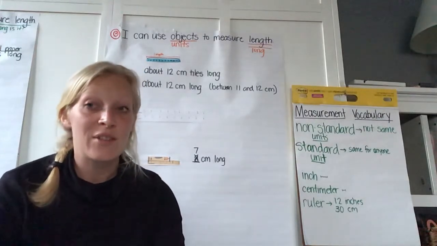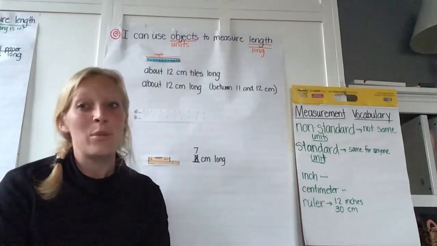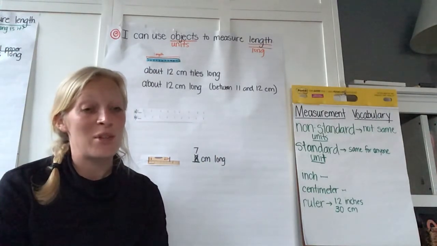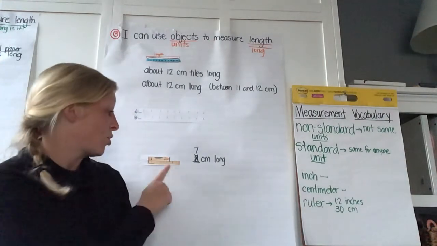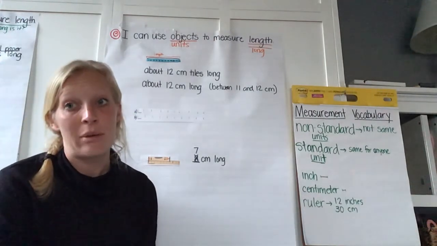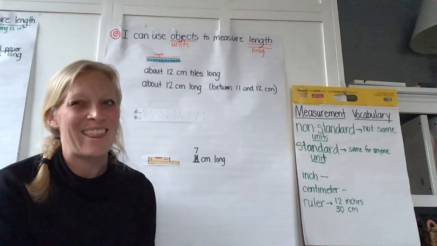Find it. See if you have a ruler at home. If you don't, you can use the ruler you're getting ready to make. But you'll have to measure things that are within the range of your ruler. This ruler is only 12 or 10 centimeters long, so I would have to find things that are pretty short. But your rulers might be a little bit longer than that.